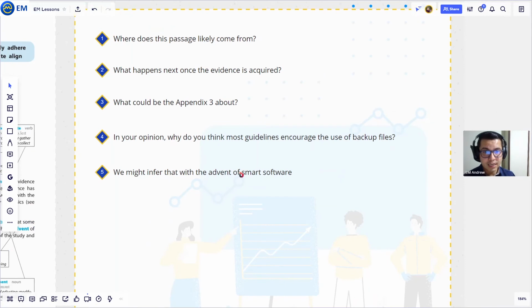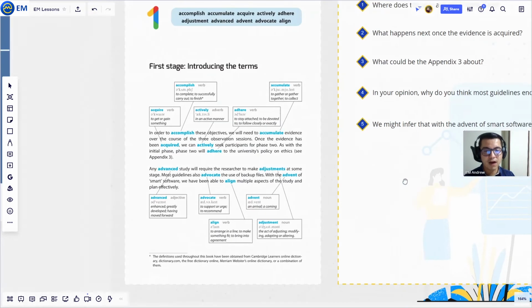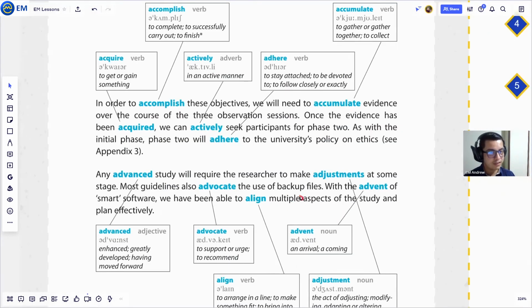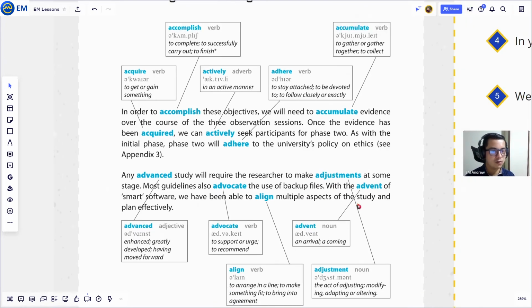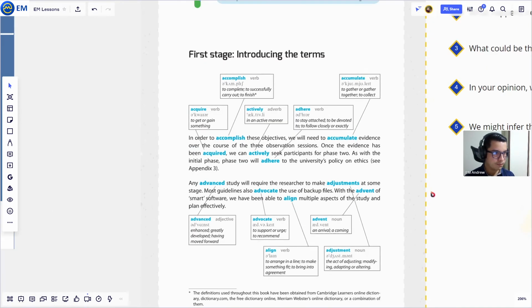Number 4, in your opinion, why do most guidelines encourage the use of backup files? So, of course, backup files are supposed to be there to make sure that the researchers don't lose any information. It's always a very good idea to keep backup files in case something goes wrong or somebody deletes something by mistake, whatever, then you have those backup files available.